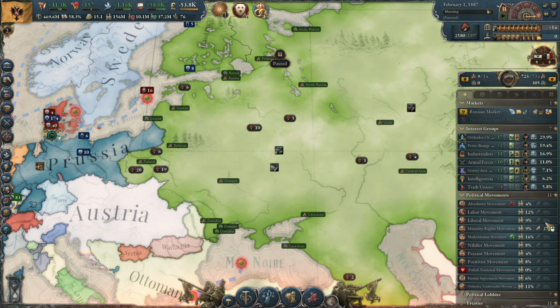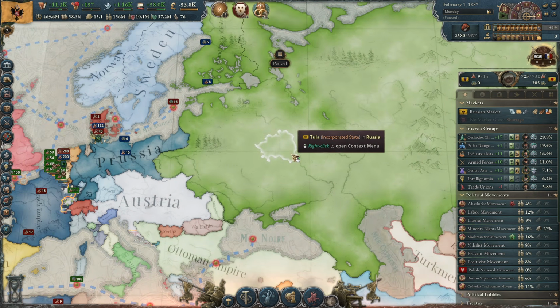I would say experiment with the political movements, experiment with the interest groups, kind of run around with them a few games, fail a few times, learn how they work, and it will give you a lot more control over your political system in Victoria 3.